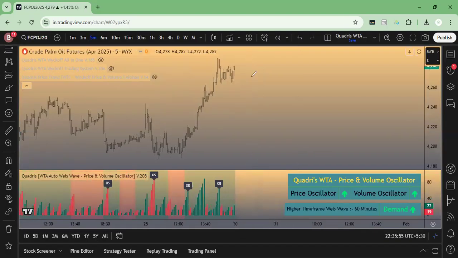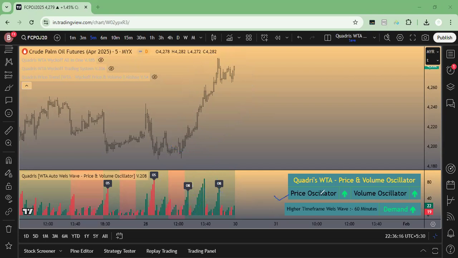So here you can see price has risen, demand was coming in in spades, and there was no supply whatsoever. You can see the red histogram refers to supply, the green histogram refers to demand. So now how to trade based on this one?